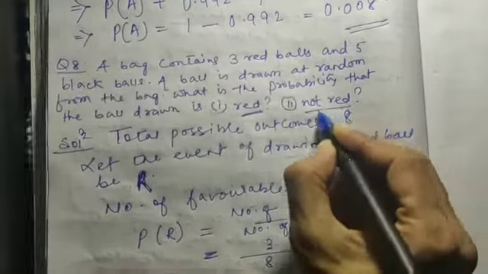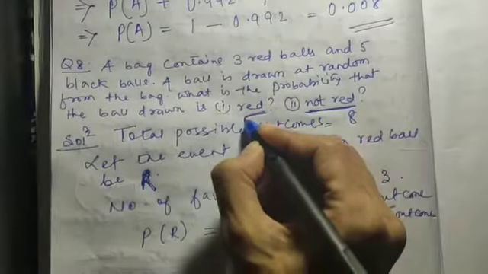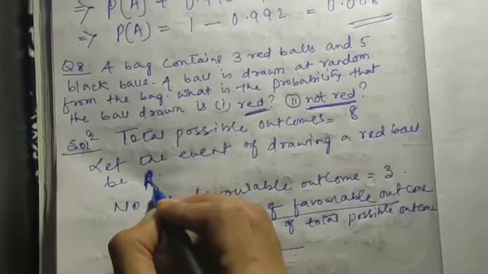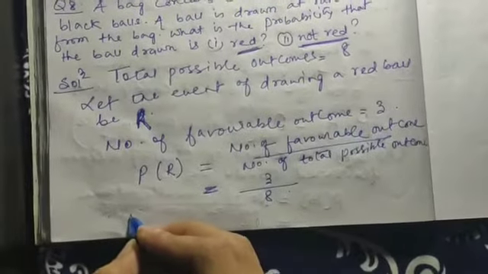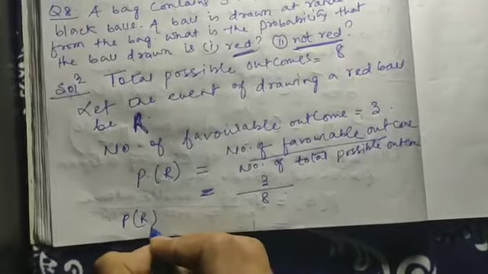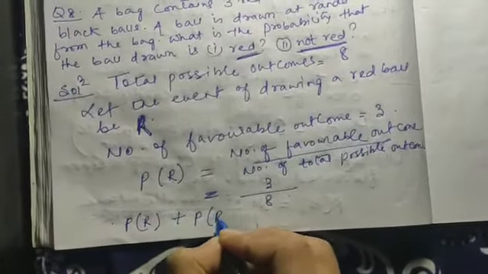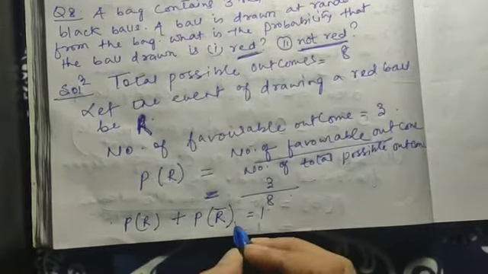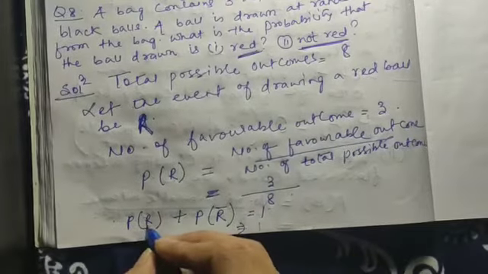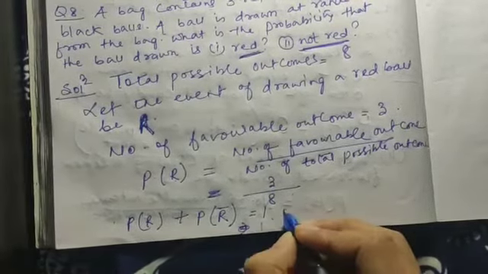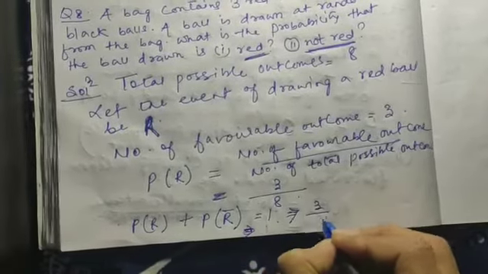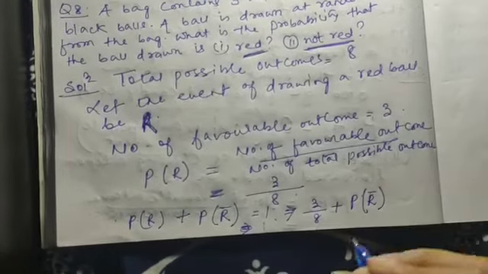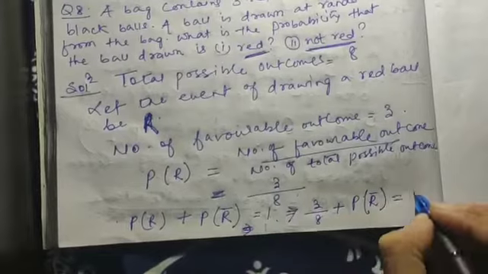Now second is what? Of drawing not a red ball. First drawing a red ball, then not drawing a red ball. So what I told? Event of drawing a red ball is R. Right? So probability of drawing a red ball plus probability of not drawing a red ball, that means R bar, is equal to how much? The answer is 1. That is the formula. Okay. So probability of drawing a red ball is 3 by 8. 3 by 8 plus probability of not drawing a red ball is equal to 1. Done.